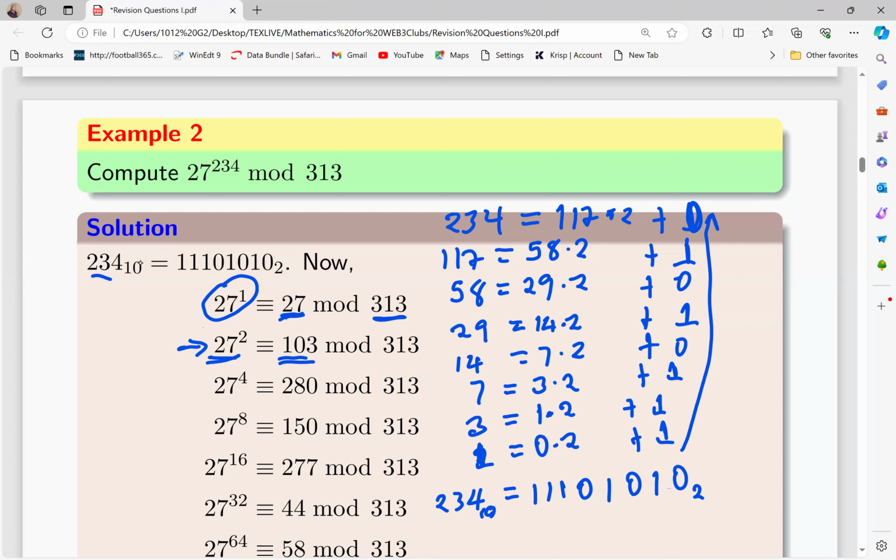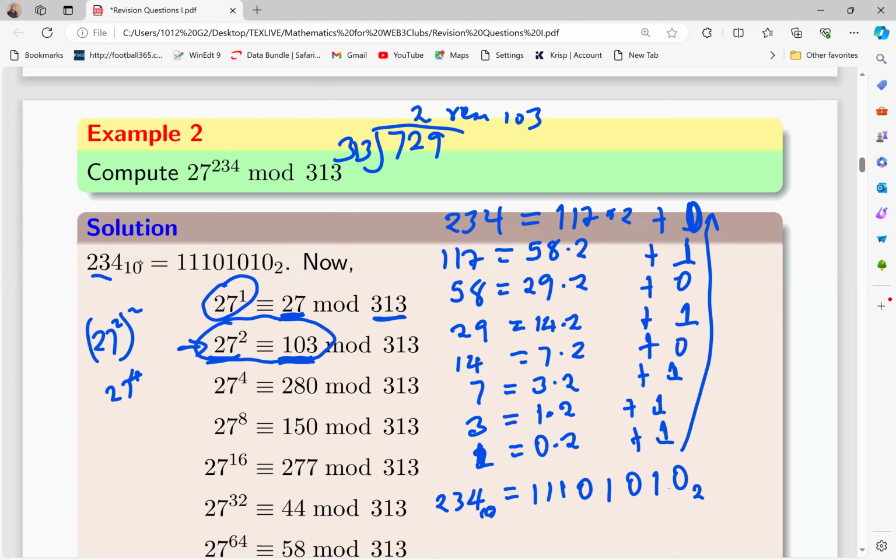27 times 27 using a calculator is 729. It's bigger than 313, so 313 goes in there and the remainder is 103. That's what we've written here. To get the next one, you square this. When you square 27 raised to 2, you get 27 raised to 4. That's what I've written here.